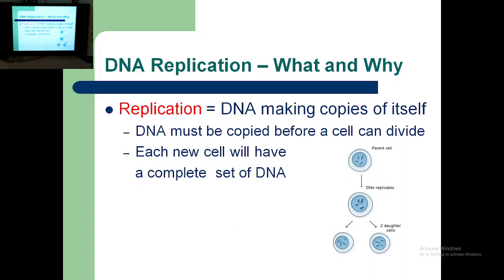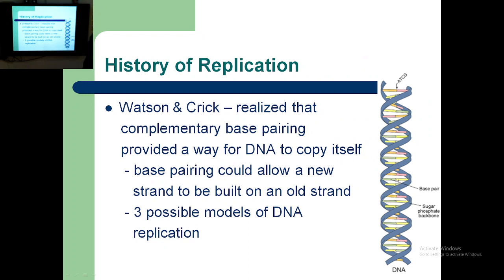So the parent cell here has 4 chromosomes. Before the parent cell is divided into 2 daughter cells, I need to duplicate the DNA. And why do I need to duplicate the DNA? To obtain 2 daughter cells with a full set of chromosomes.